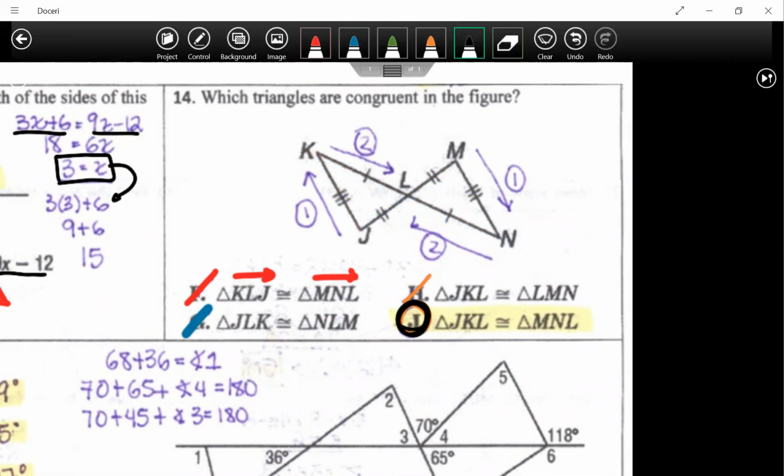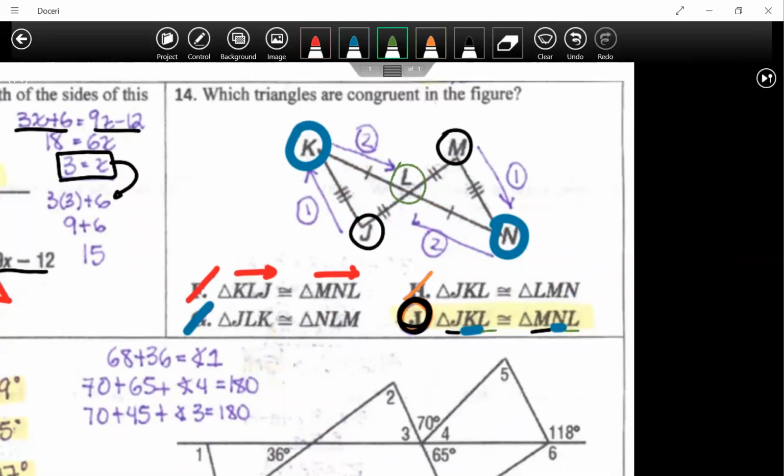You could have just gone by the actual letters themselves. J corresponds with M. They're in the middle of those two and 3. K with N is between 3 and 1. And our last pair, L and L, is the same part. Either way would have worked.